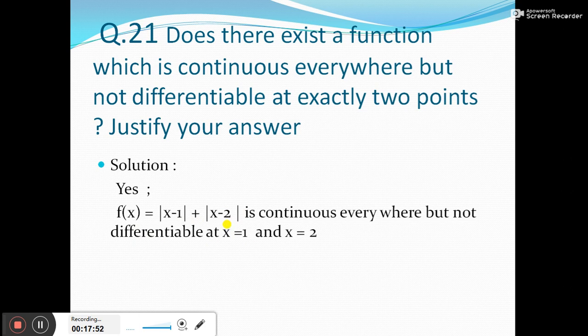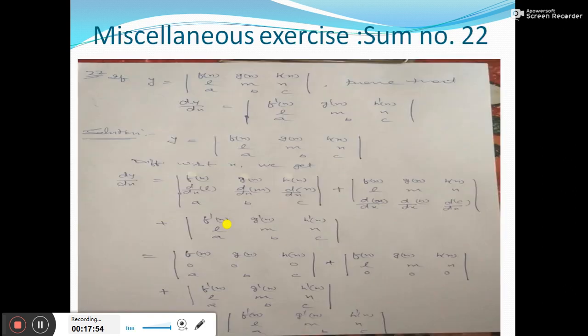Okay, students. And now the next question, miscellaneous exercise sum number 22. y is equal to determinant of f(x), g(x), h(x), l, m, n, a, b, c. Then prove that dy by dx is equal to determinant of f dash x, g dash x, h dash x, l, m, n, a, b, c.